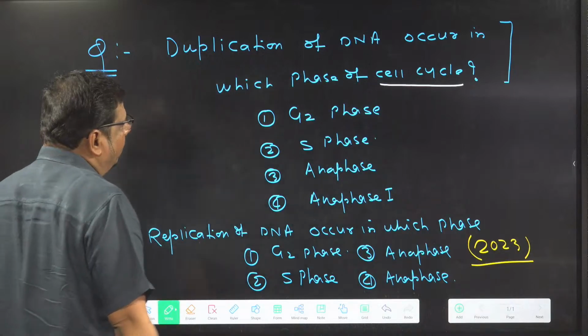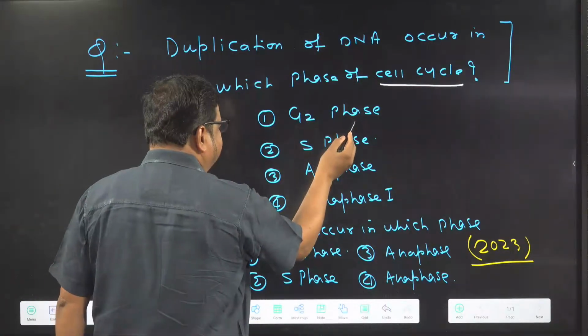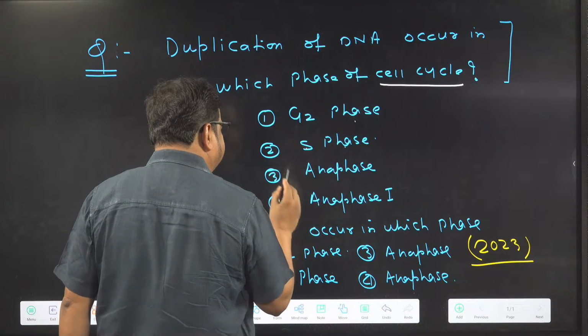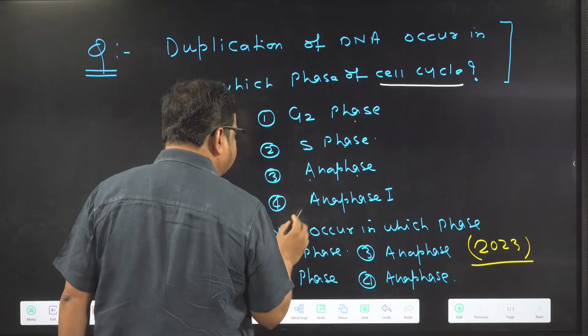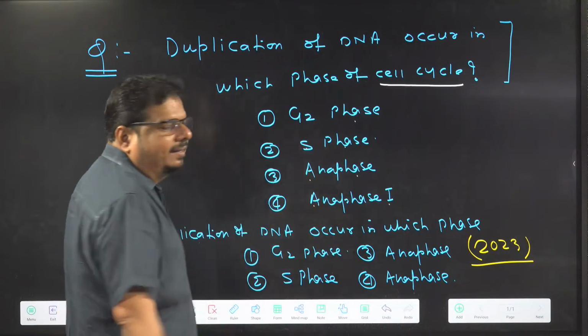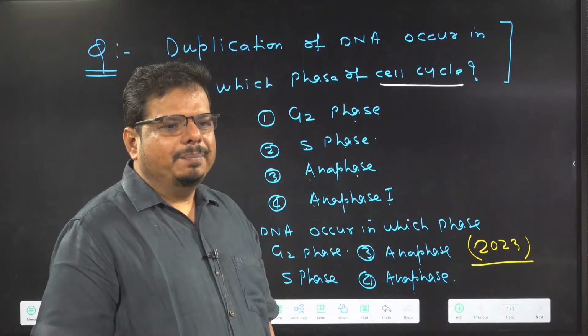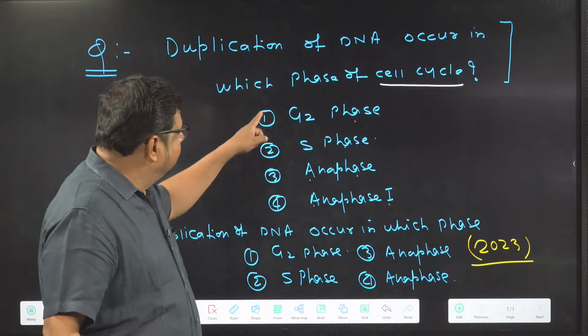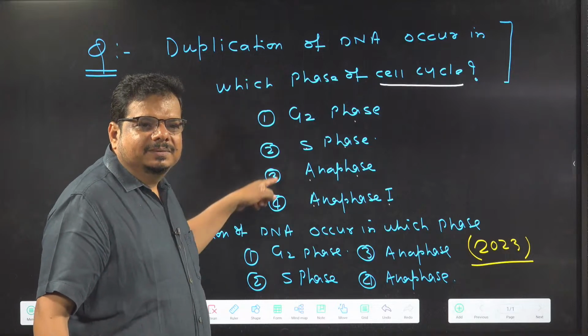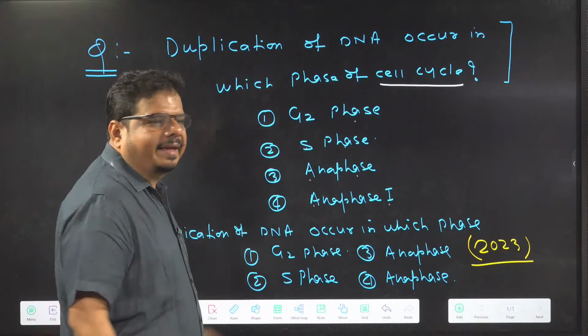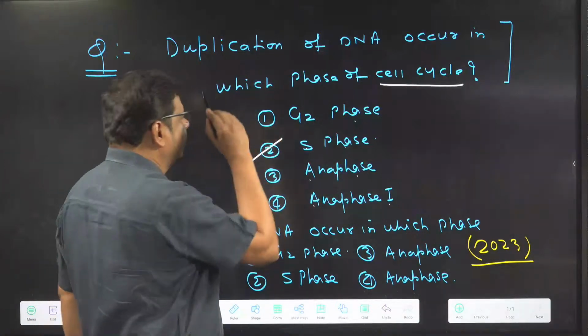I have given the options: G2 phase, second option S phase, third option M phase, fourth option G1 phase. You are voting for which answer? Many people wrote, which one? Once again, second answer. And the answer is second, S phase.